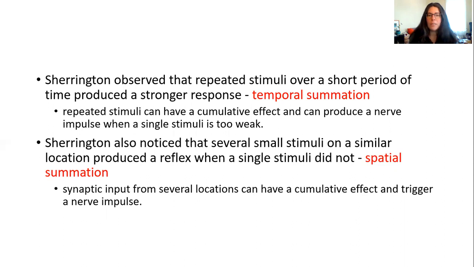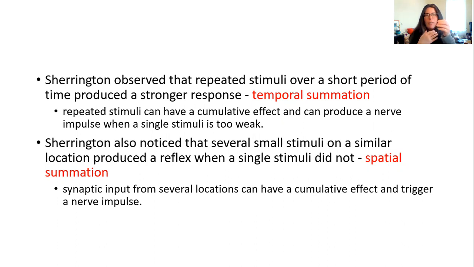Sherrington also noticed that several small stimuli on a similar location produced a reflex when a single stimulus did not. So this is spatial summation. So synaptic input from several locations can have a cumulative effect and trigger a nerve impulse. So we've been discussing neuronal communication from one neuron to a single neuron, but they exist in networks. A single neuron could be receiving input from hundreds or maybe even thousands of other neurons.